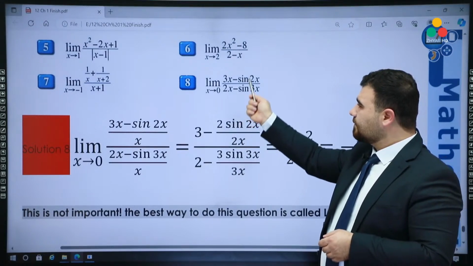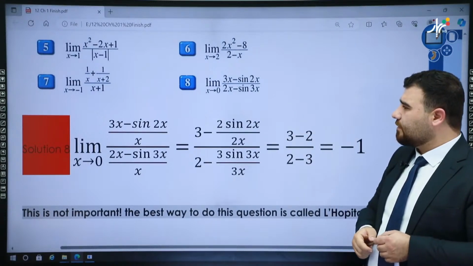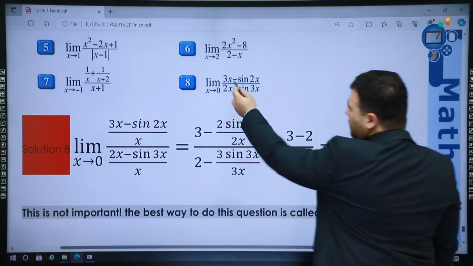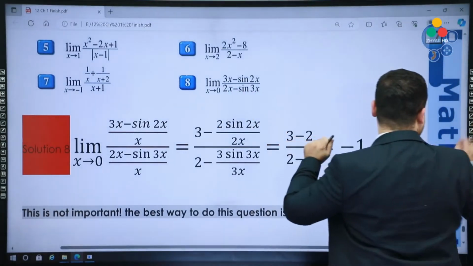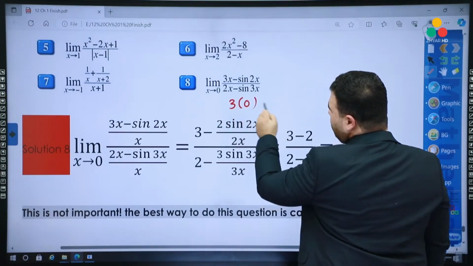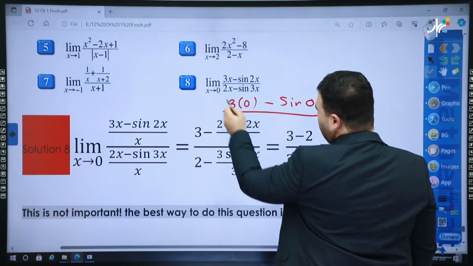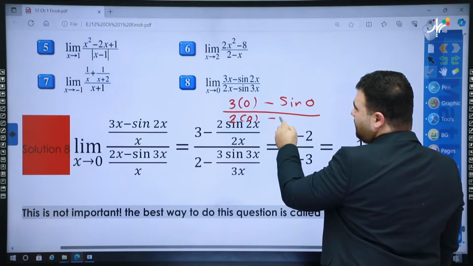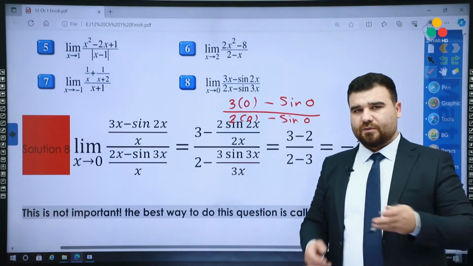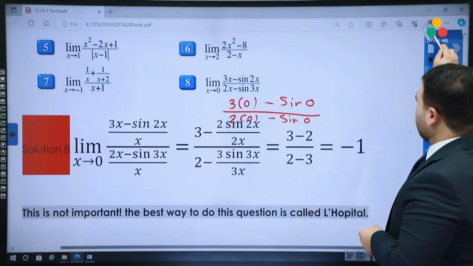This one, 3x minus sine 2x over 2x minus sine 3x. Let's do this one. If I put 0, it will be 3 times 0 minus sine 2 times 0 is 0. So up is all 0. And if I put 0 here, 2 times 0, 0 minus sine 3 times 0 is also 0. This became 0 over 0. Then we can use L'Hopital rule. Later we study to calculate this limit.